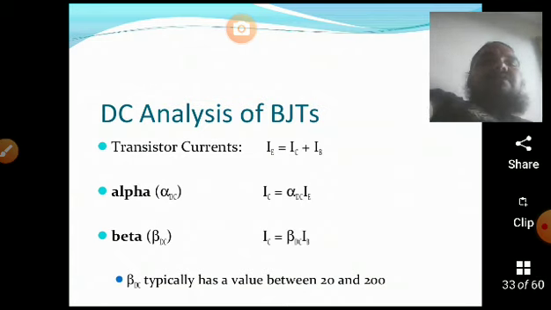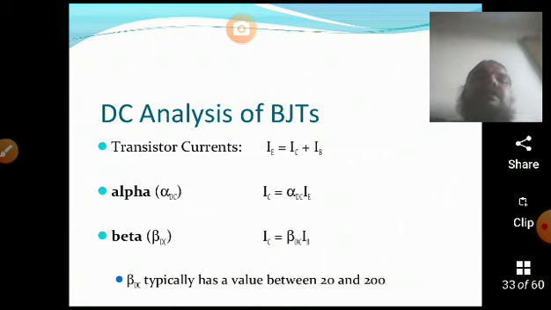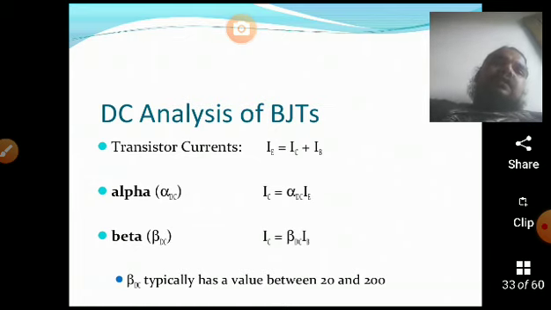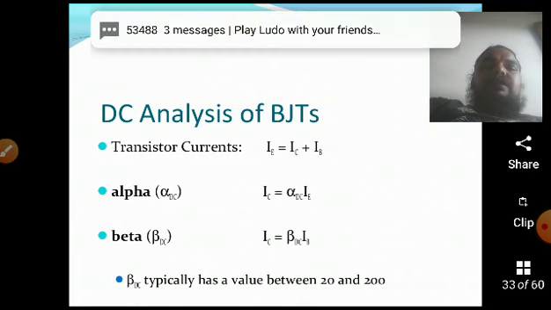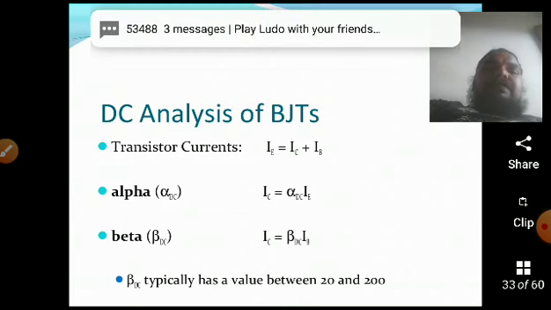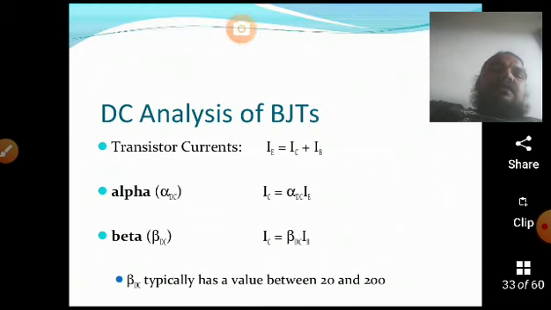DC analysis of BJT. Transistor current IE is equal to IC plus IB. Alpha DC: IC is equal to alpha DC times IE, and beta DC: IC is equal to beta DC times IB, where beta DC typically has a value between 20 and 200.